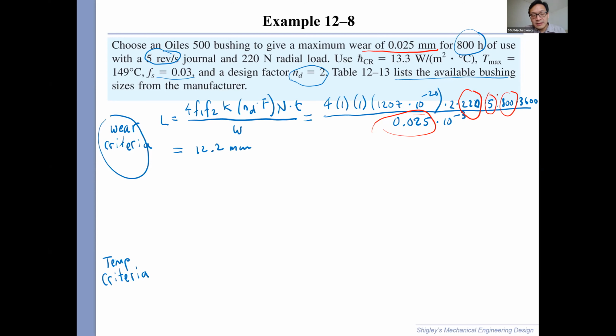That's what it means. Now, let me ask you this. Is this a minimum requirement or is this a maximum requirement? In other words, does my length have to be less than 12.2 or does it have to be greater than 12.2? It's an open question. Greater. Okay, somebody says greater. What about the others? Anybody says it has to be less than 12.2?